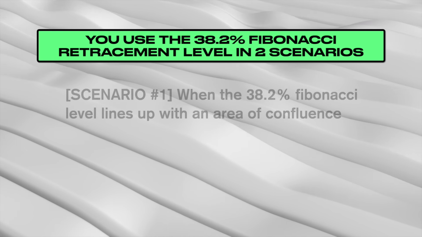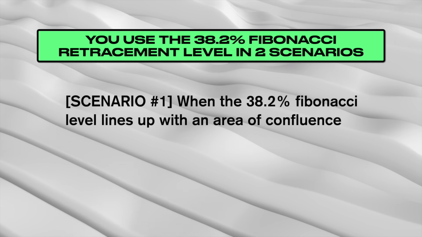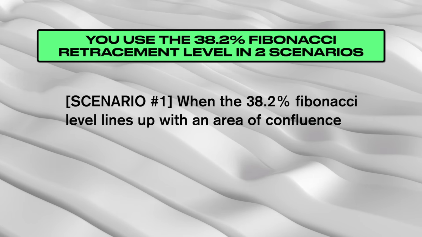You use it in two very specific scenarios. Scenario number 1: when the 38.2% Fibonacci level lines up with an area of confluence.